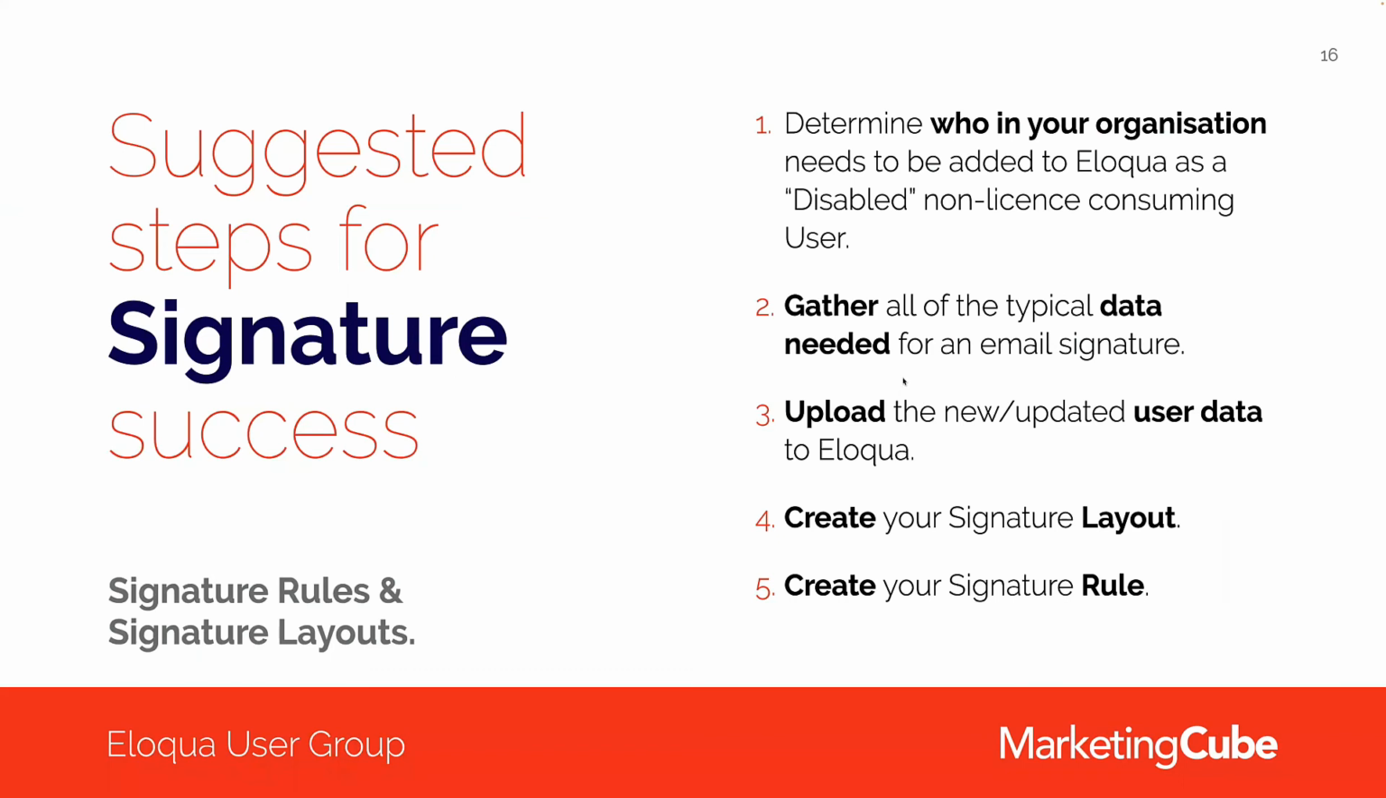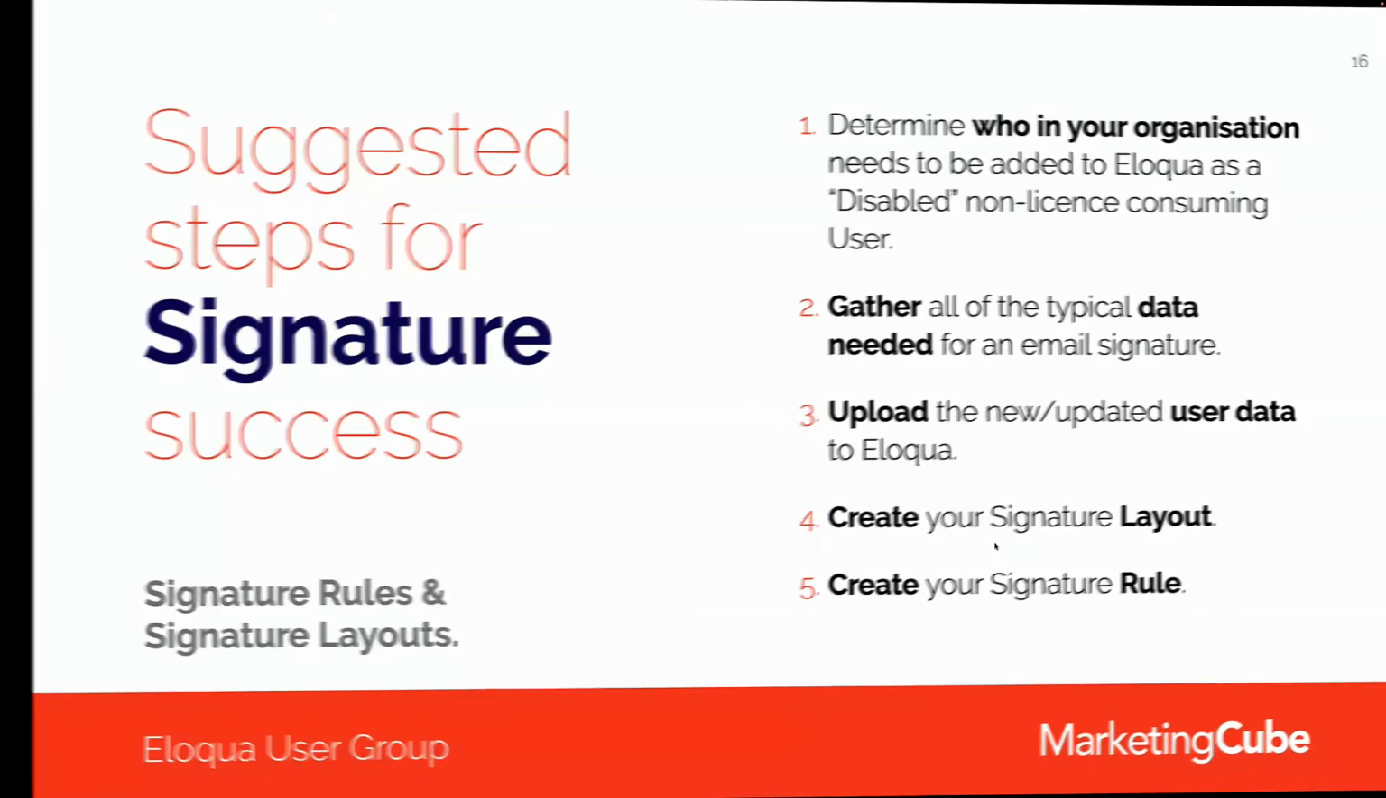So once you get all the user data in, again, consistency is key. You typically want to have the same data for everybody across all those different values. Then we create the layout and we create the signature rule. So those are the steps that you want to follow, essentially.